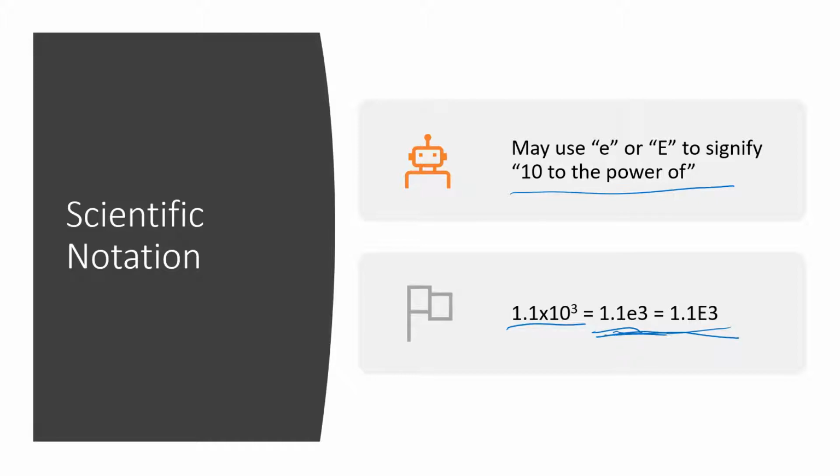And you'll see this, for example, later on in the course, when we begin to use Microsoft Excel spreadsheets. When you want to write a number with an exponent, you're going to have to do it like this, using the E.